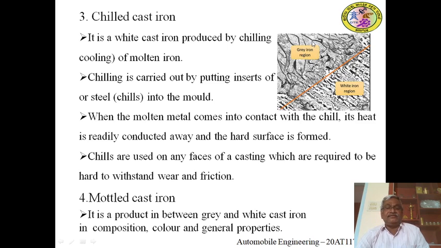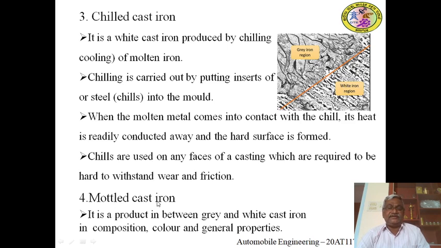Here this is the grey cast iron region, and here is the quick cooling region. It will become very hard due to the presence of cementite, and this is the white cast iron region. So by using metal chills we can provide quick cooling of the molten iron, and due to that we get chilled cast iron. So in a molding, in which region or surface has to be hardened, we can place metal chills and harden that region.